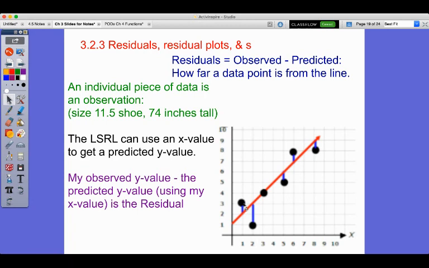Pictorially, this is what your residual looks like. A positive residual is observed minus a smaller predicted, which would get you a positive number. Here, the observed is less than the predicted, giving me a negative number. And so a negative residual means you're below the line. A positive residual means you are above the line. A zero residual means you are on the line, okay? Small residuals are close to the line. Big residuals are farther from the line, okay?